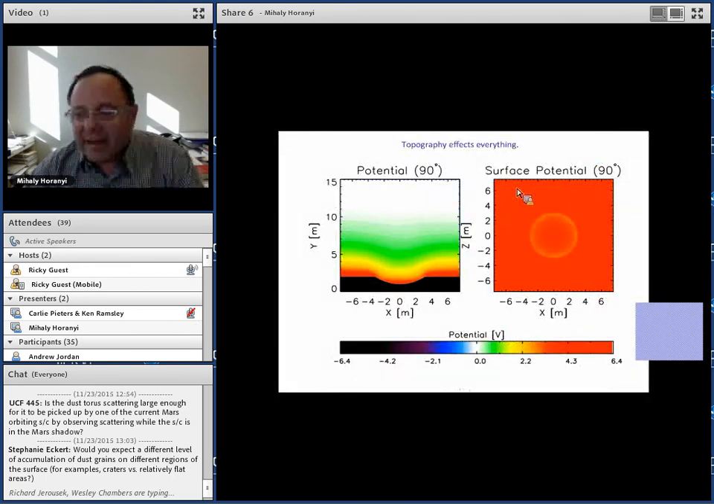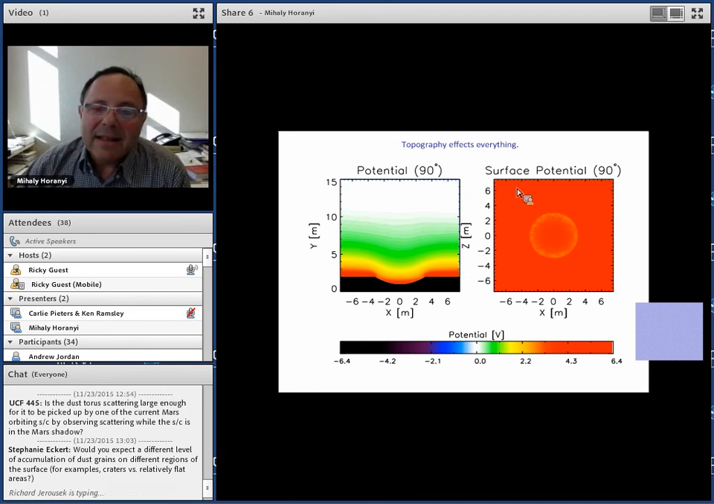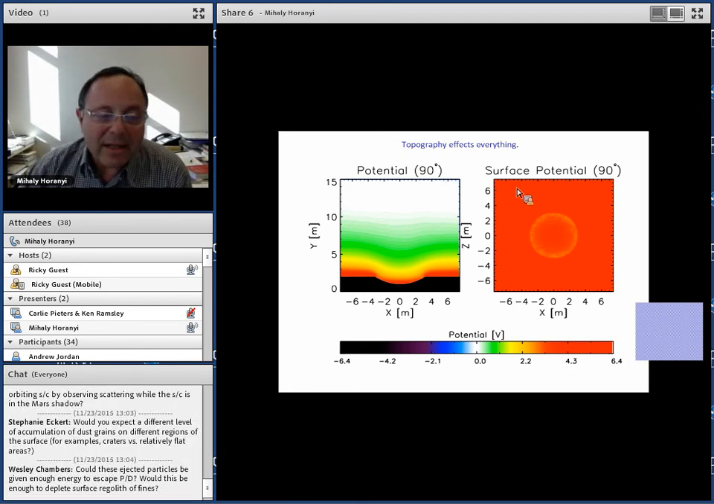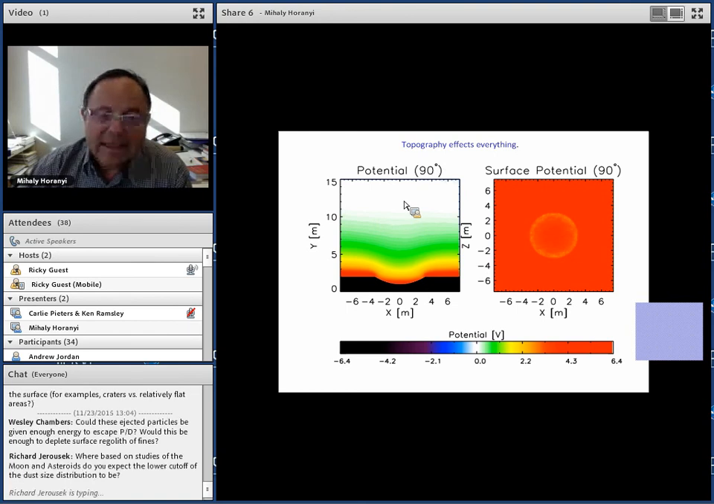I'm towards the end of my time, but let me remind you that you don't even need magnetic fields. The electric field structure can be quite complicated just due to topography. And this is a crater. The sun is shining from the top, and this is what we call the photoelectric sheath, or the surface potential as a function of height. Of course, the gradient of the potential is the electric field. So this one is telling you that there is an upward pointing electric field. The surface charge density is positive, and the electric field is pointing away from the surface.